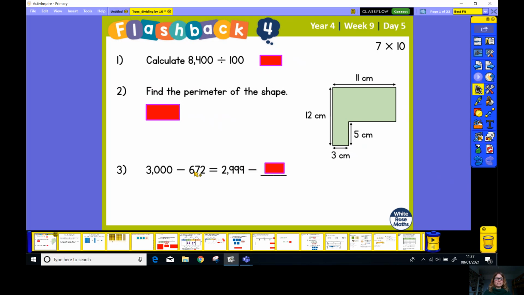And 3,000 take away 672 equals the same as 2,999 take away 671. Okay, now think about that. Why is that number like that? Well, look, it's 1 less than that one, so that one would obviously be 1 less than that number. And 7 times 10 is 70.